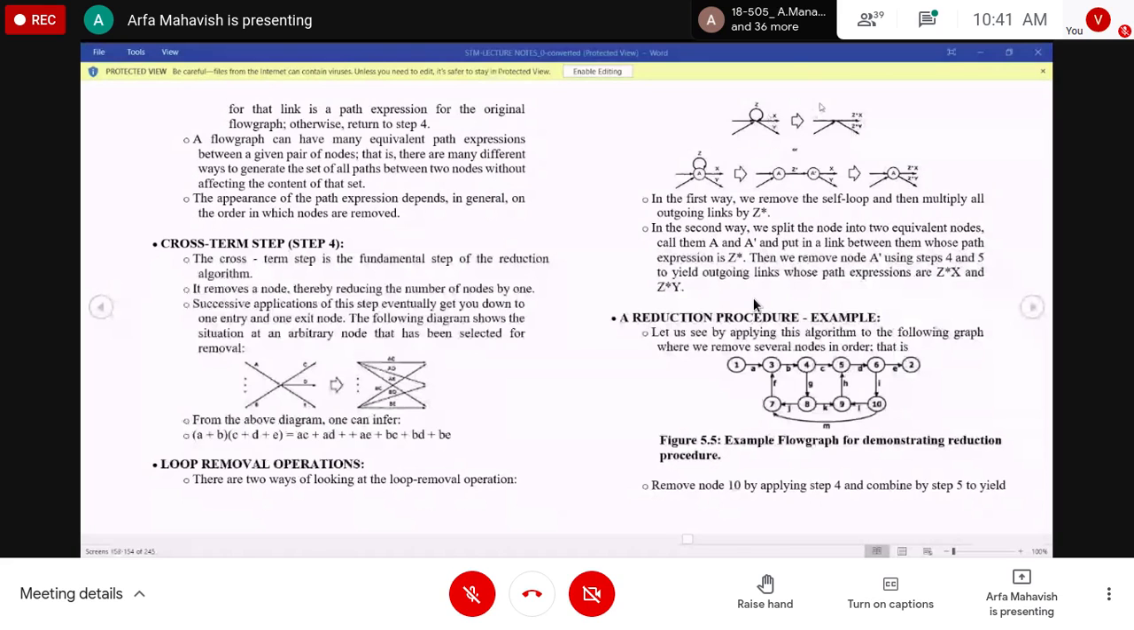This is the other way of removing the loop. You have node A. We take the same node and call one more node, that is A plus A dash. We are calling one more node, A1. So here, this is the self loop. This node A is traveling from the A plus node.